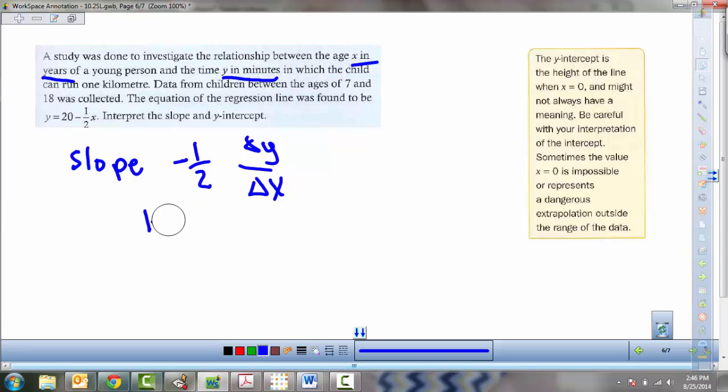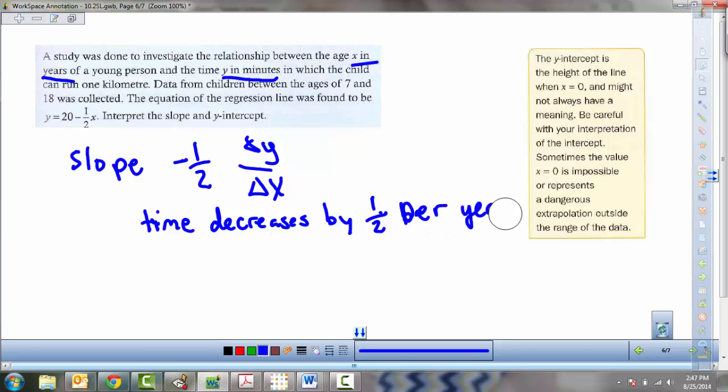So the time decreases by half a minute per year. Or you could interpret it as the time decreases 1 minute every 2 years. We know it's negative on the slope, so the time has to be going down.